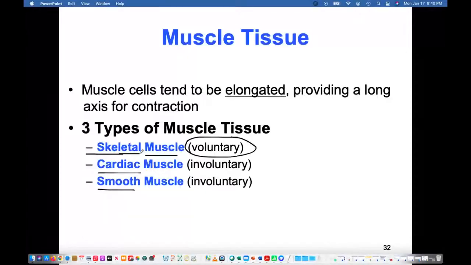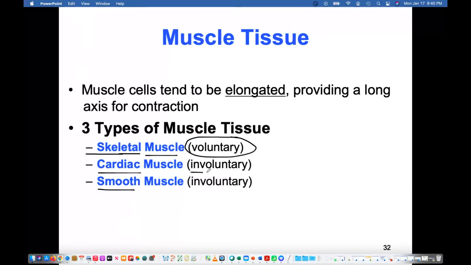Now, of the three, only one of them you have conscious voluntary control over. That's skeletal muscle. And by its name, this is muscle that attaches to your skeleton that you can consciously, voluntarily contract. When we say contract, most people assume that it means to shorten a muscle, when in fact the term contraction means to generate tension. So you can generate tension to a muscle when it's shortening, lengthening, or remaining the same length.